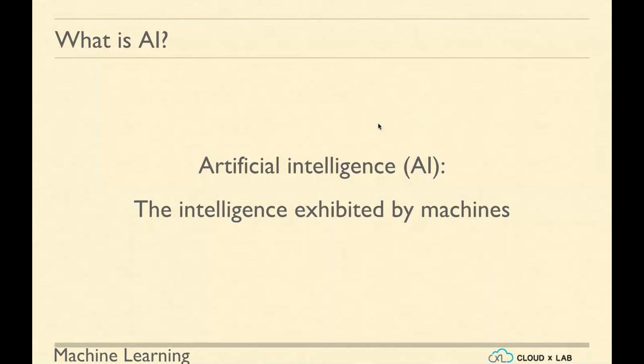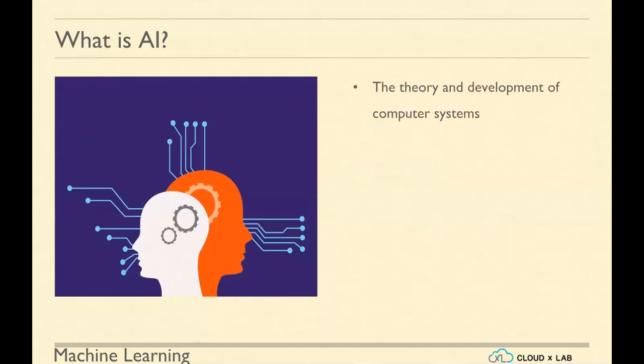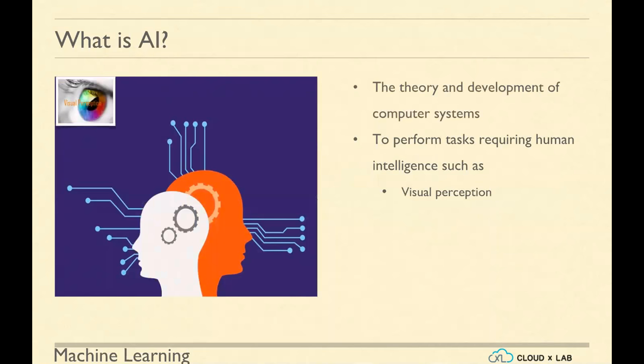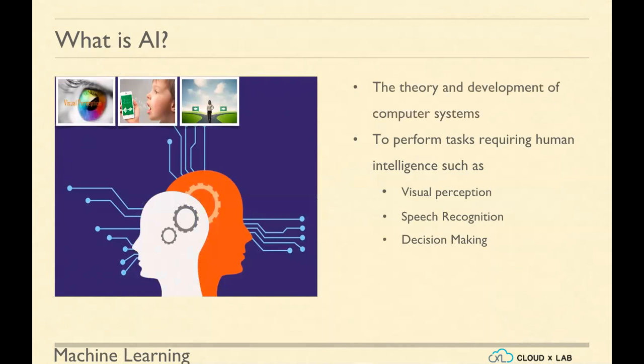So far we learned what machine learning is and how it works, and a general overview of the workflow of a machine learning project. The next thing that we would like to understand is, what is AI? AI stands for artificial intelligence, the intelligence exhibited by machines. It's the theory and development of computer systems to perform tasks requiring human intelligence, such as visual perception, speech recognition, decision making, and also translation between languages and so on.